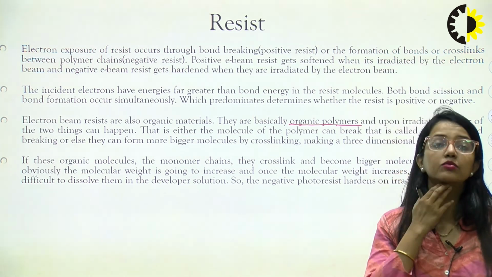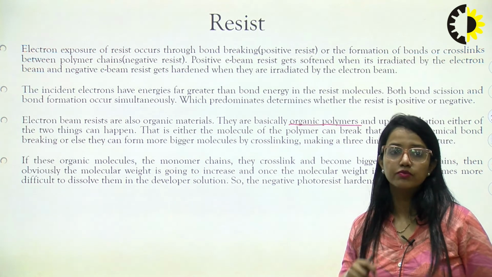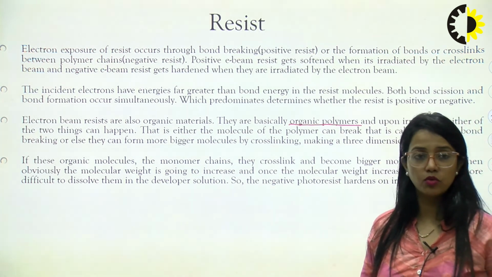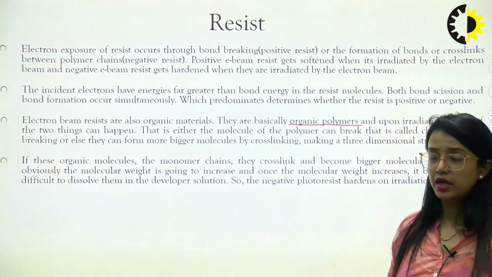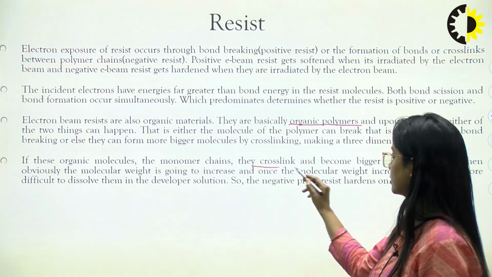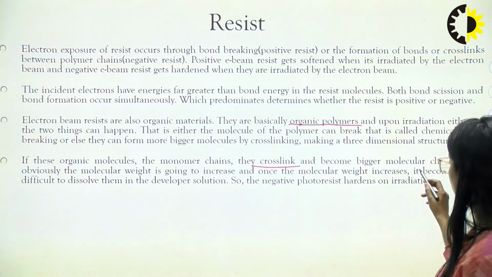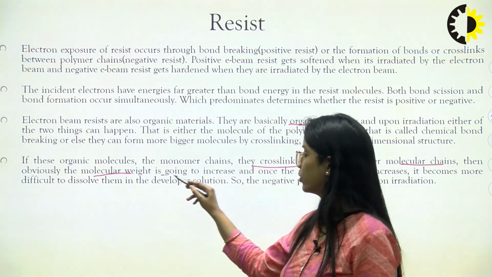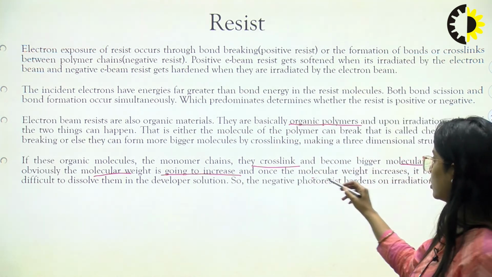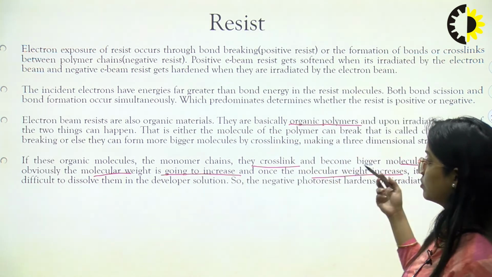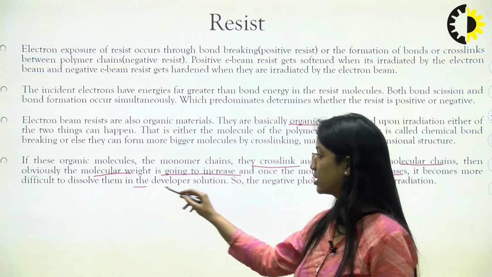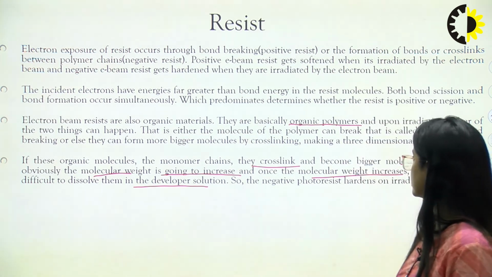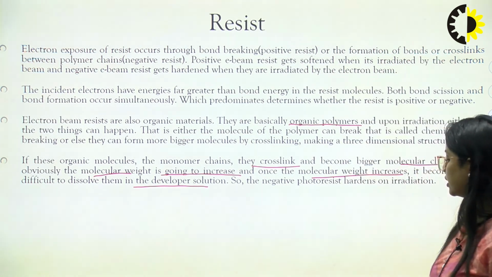In these organic molecules, the monomer chains get cross linked and become bigger molecule chains, and then obviously the molecular weight is going to increase, and it becomes difficult to dissolve them in the developer solution. So the negative photoresist hardens on irradiation.